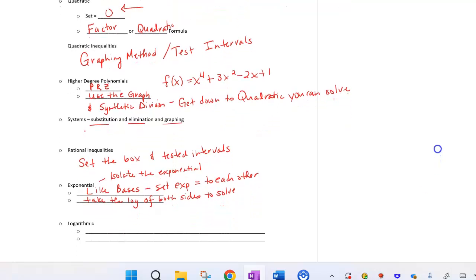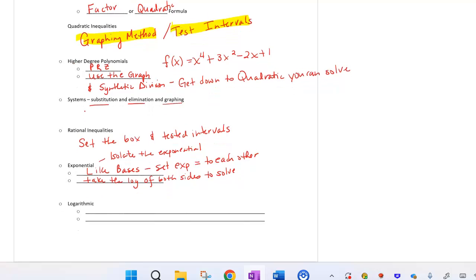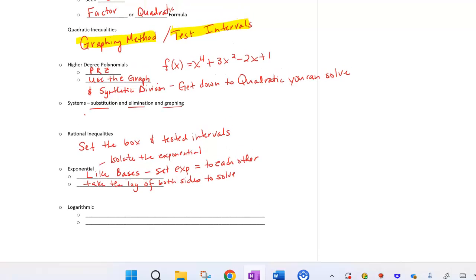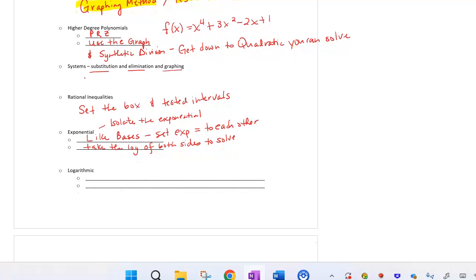So then we also solved quadratic inequalities. We learned two methods with that. You can either make a rough graph of the quadratic parabola and see where the parabola is above or below the x-axis, or you can use test intervals. With either of those, you've got to find the critical values and then figure out the interval for which those solutions live.